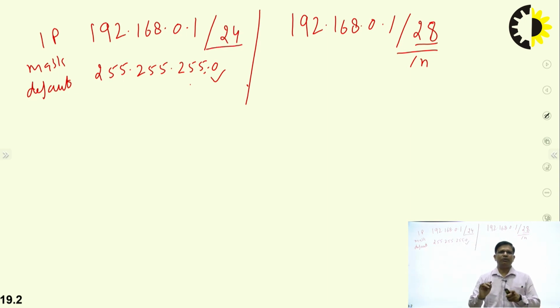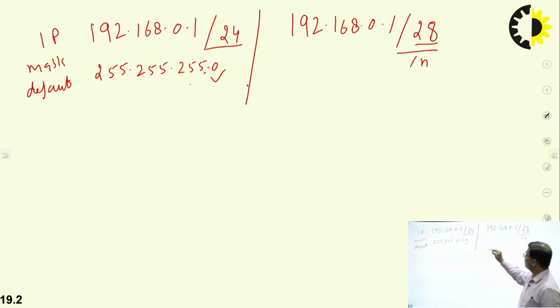Do not misunderstand: /24 is the default mask for this given class C IP address, while /28 is not the default mask. Class A IP address has the default mask /8, class B is /16, class C is /24. So this is a default mask. But if we are not using the default, then it is called classless. So this belongs to classless IP address.